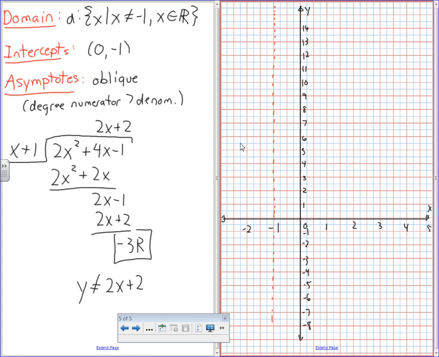Okay, so then as far as 2x plus 2, here we go. There's 0 and 2. I'm going to go up 2, right 1. Sort of like this. Is it very nice? Yes, it is. Is that right? I think that's right. Okay, does that look good to you guys, mostly?